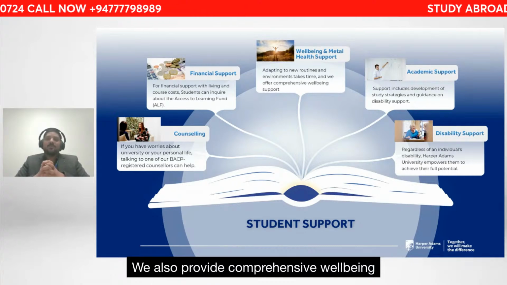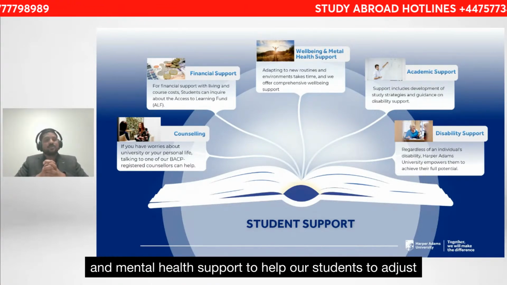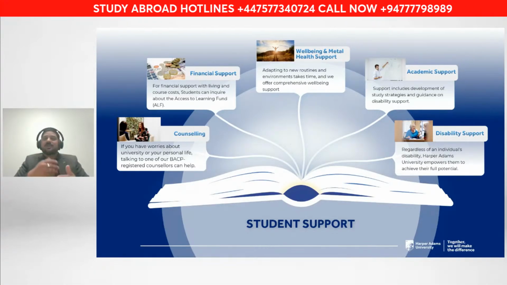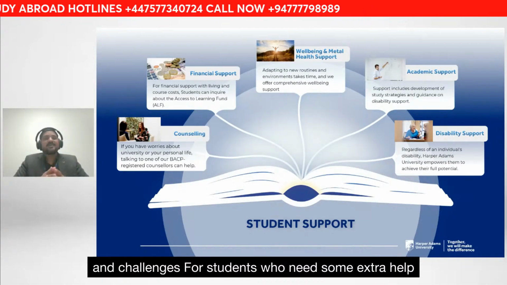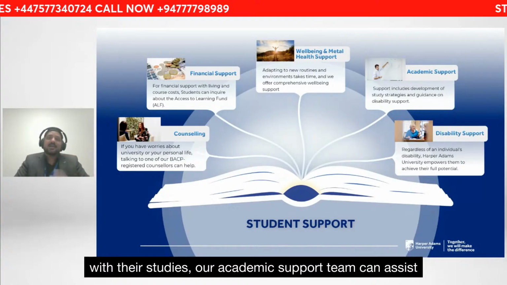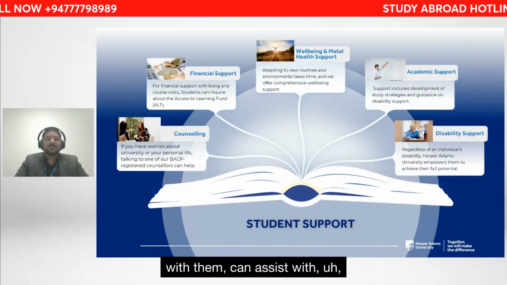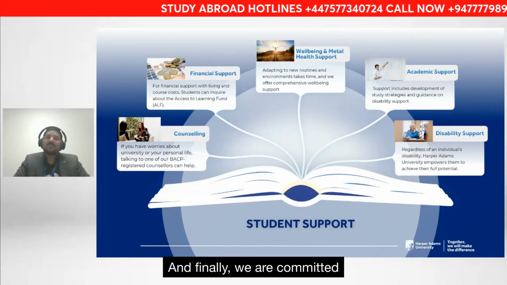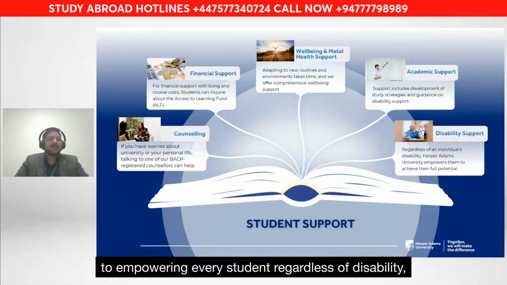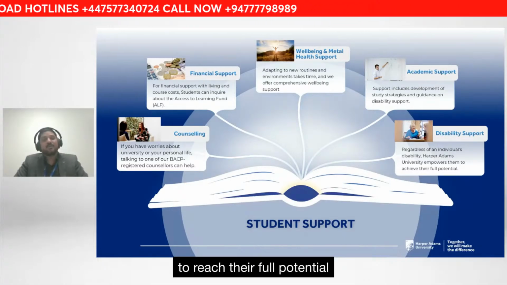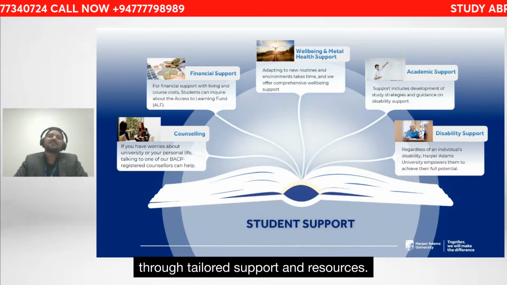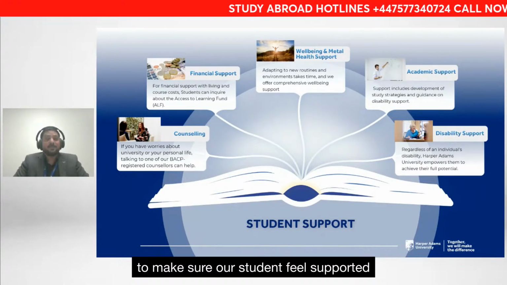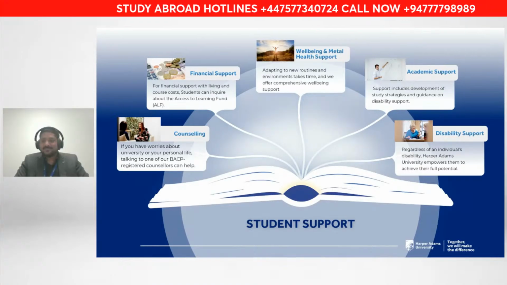We also provide comprehensive well-being and mental health support to help our students adjust to their new routine, culture and challenges. For students who need some extra help with their studies, our academic support team can assist with study strategies and guidance. And finally, we are committed to empowering every student, regardless of disability, to reach their full potential through tailored support and resources. So, whatever the need, we are here to make sure our students feel supported every step of the way.